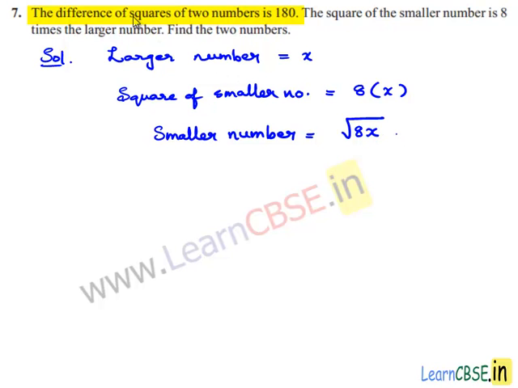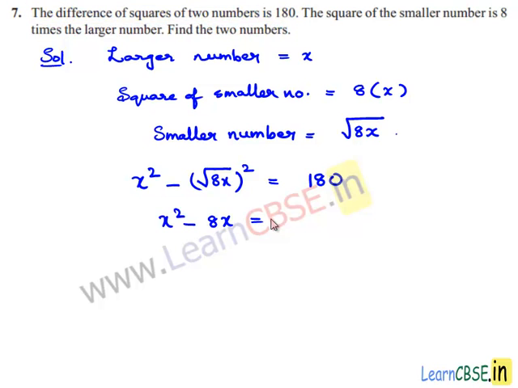According to the first condition, the difference of squares of two numbers is 180. That is, square of larger number minus square of smaller number is equal to 180. So we can write x square minus 8x is equal to 180. Transposing 180 to left hand side, we get x square minus 8x minus 180 is equal to 0.